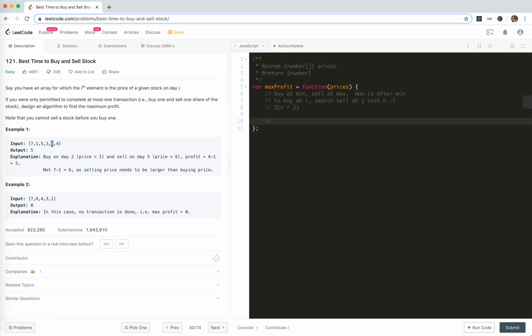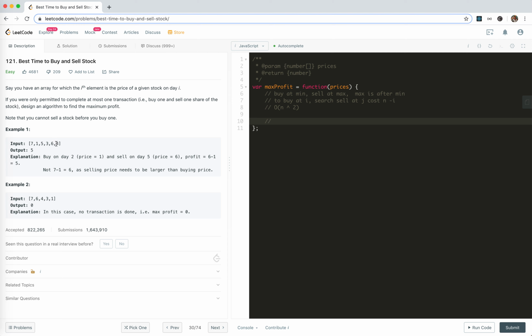So buy at 6, we sell at 6. And buy at 3, because the maximum here is 6 and it's bigger than 3, we don't need to change the maximum. So it's still buy at 3, sell at 6. Buy 4, 5, sell at 6. Buy 1, sell at 6. Buy 7, sell at 6.